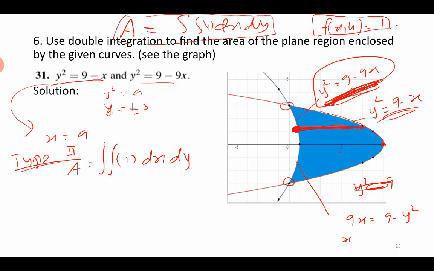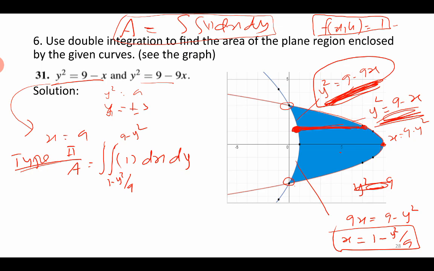What is x? x is equal to 1 minus y squared over 9. So this is our lower limit for x, 1 minus y squared over 9. And the upper limit is in this curve, y squared is 9 minus x. So x is 9 minus y squared. That's right.